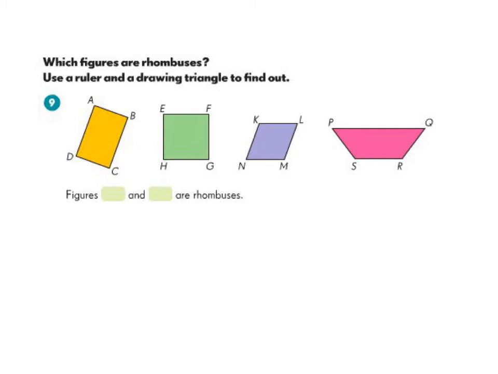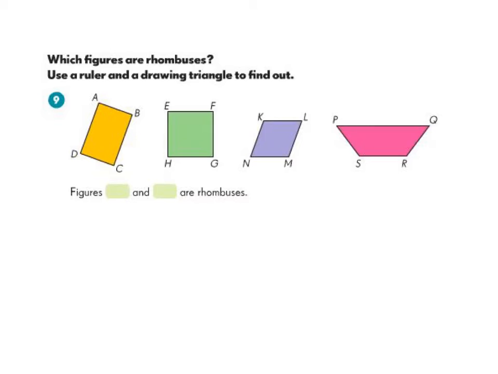Anyway, this says use a ruler and a drawing triangle to find out which ones are rhombi and which ones are not. We're not in person, so I am not there to help you with a ruler and drawing triangle, so we're going to try to eyeball it, because these pretty much you can eyeball. Would you say that this one is a rhombus? Do all sides look equal in length? No. Would you say that this is a rhombus? Are all sides equal in length? No. Those are easy to see with your eyes.